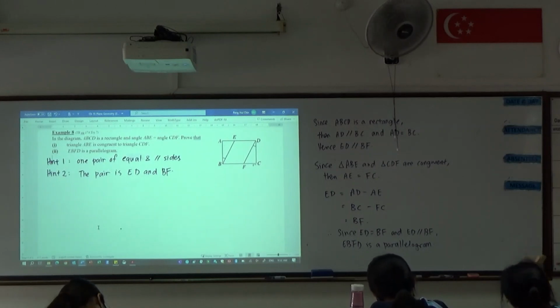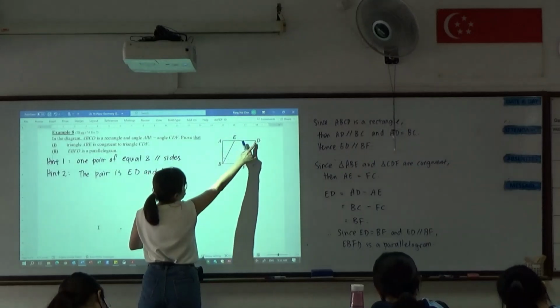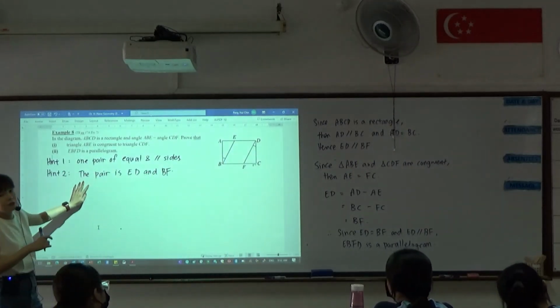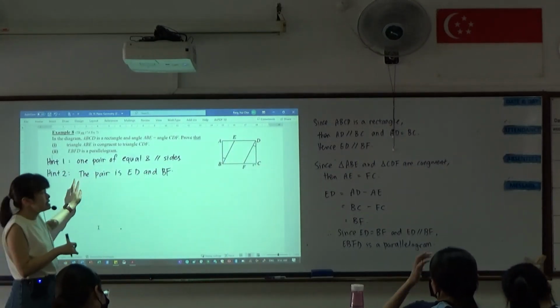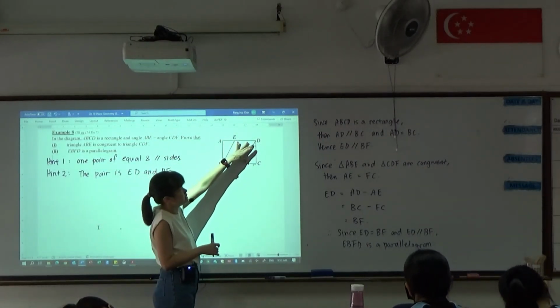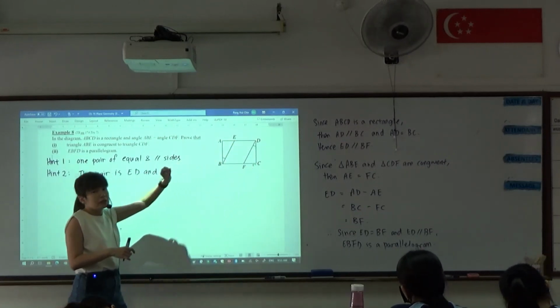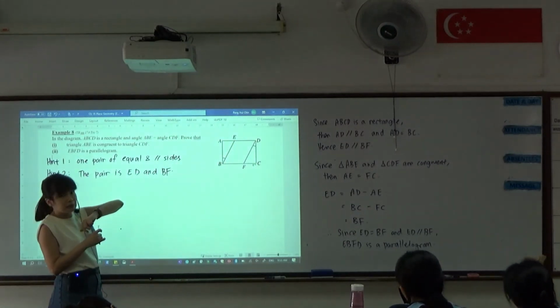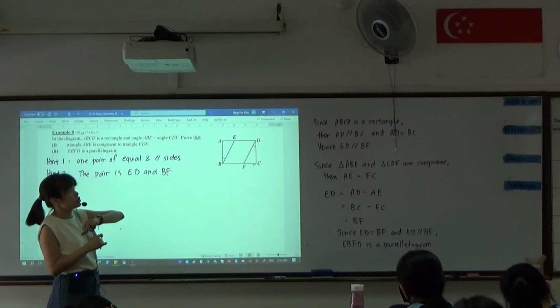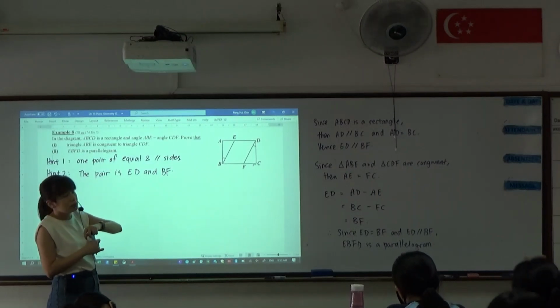Just now Jovia was asking me, is it possible to prove that BE and FD is the pair to be involved? We can see that BE and FD are equal because of the congruency. But then how are they going to be parallel? I am unable to see that we can show that they are parallel. I don't think there's a way for us to show it.